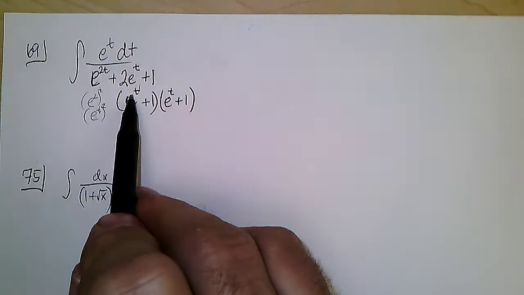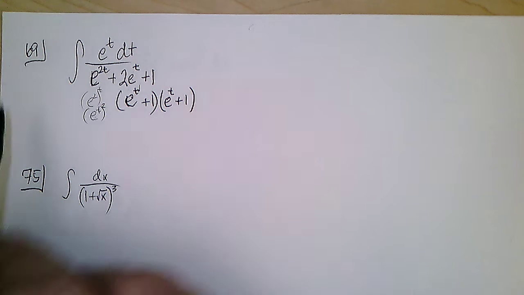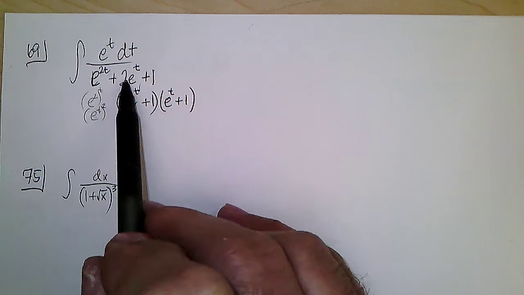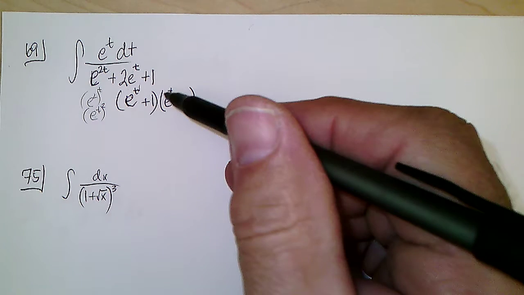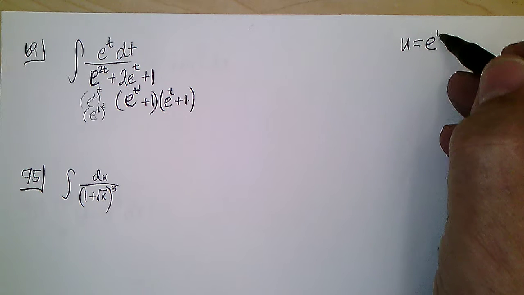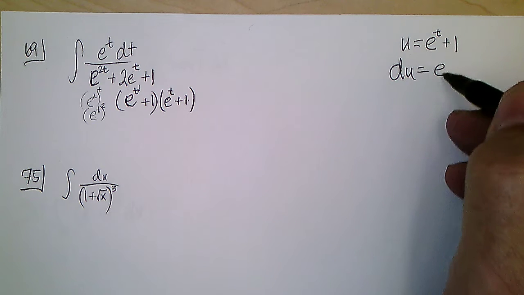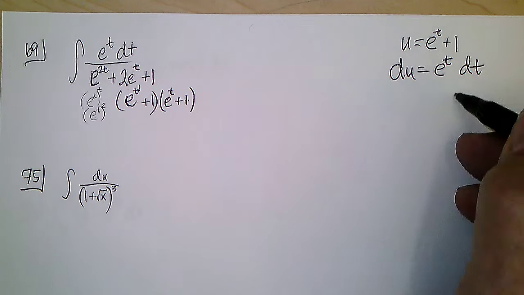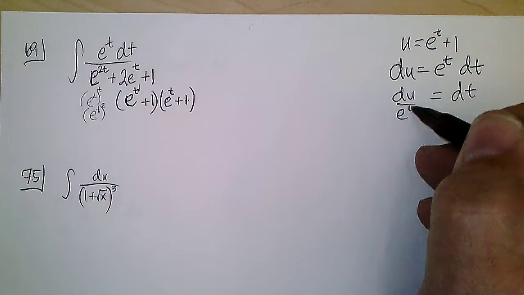Let's see if that works. E to the t times e to the t is e to the 2t, because you add the powers when you multiply. And this would be 1 e to the t, so that's 2 e to the t's, and 1 times 1, 1. So if I let u be e to the t plus 1, du would be e to the t, derivative of 1 is 0, dt. Solving for dt, du over e to the t.